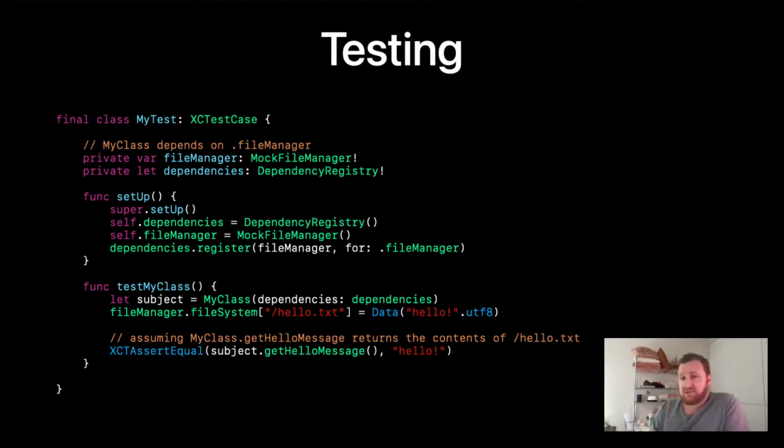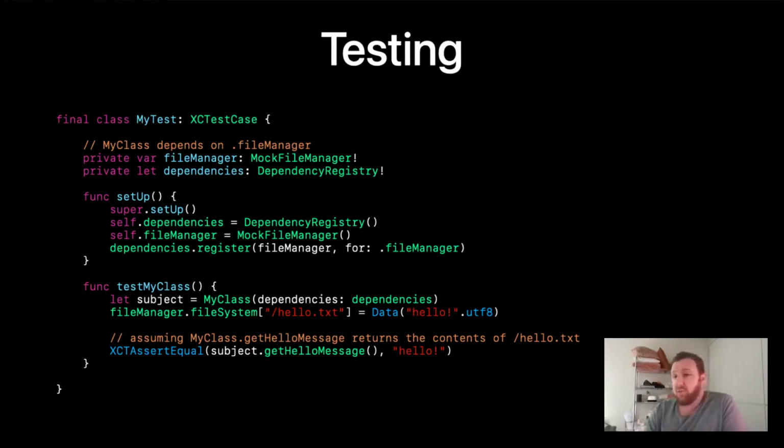And then when it actually comes time to doing the test, we can create an instance of our my class. We pass in that dependency registry that we've already got. We can then set up our mock file manager by putting at /hello.txt the hello data blurb into that. And then assuming that we have a method called getHelloMessage that goes into the file system, reads /hello and returns the result, you can then easily do it that way. And my class is none the wiser as to whether it's been passed in the actual file manager or a mock file manager.